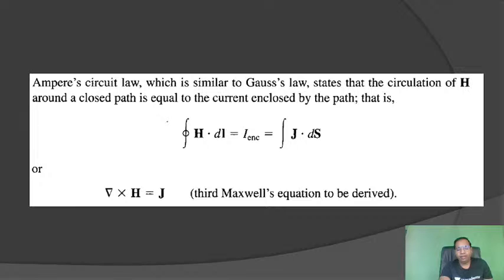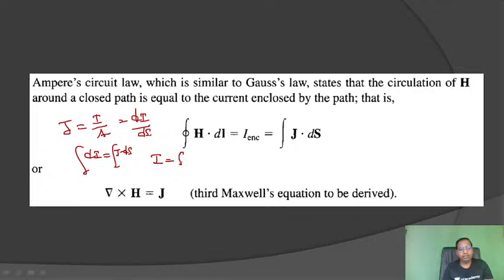Got it? Fine. Coming to Maxwell's third equation, see guys, current density J can be written as current per unit surface area. It can also be written as dI divided by ds, and from this dI can be written as J dot ds. If I apply the integration on both sides, then I get I is equal to the integration of J dot ds. So I can be written as the integration of J dot ds, and I can also be written as the integration of H dot dl.